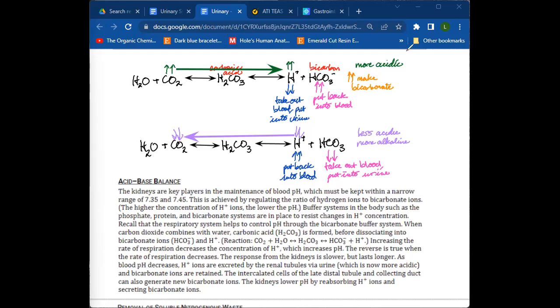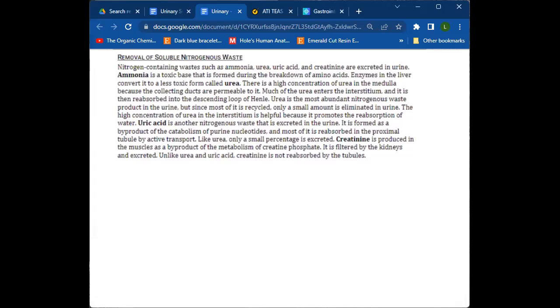I think that's it for the acid-base balance. Now let's take a look at removal of nitrogenous waste. So let's first start with proteins. When we eat proteins, the proteins get broken down into amino acids. But then the amino acids are going to get broken down into ammonia. And then the ammonia can be broken down into urea. Ammonia is NH3.